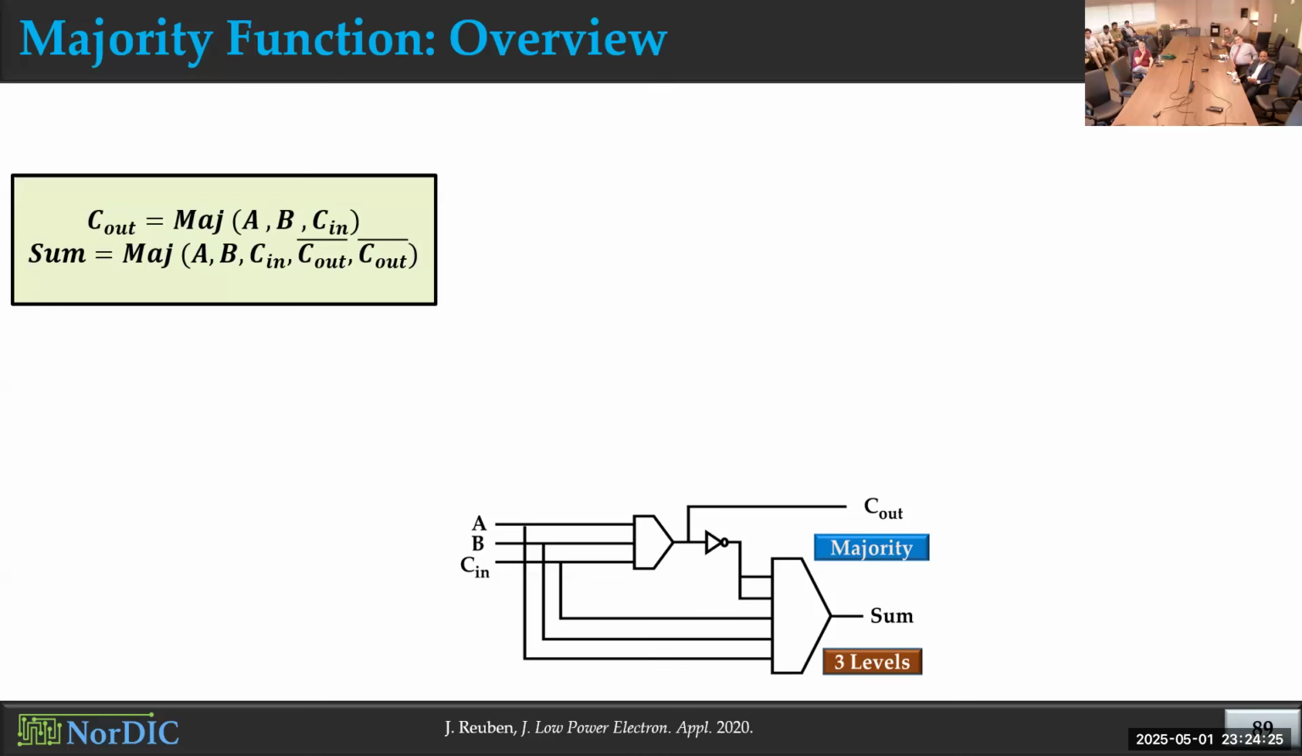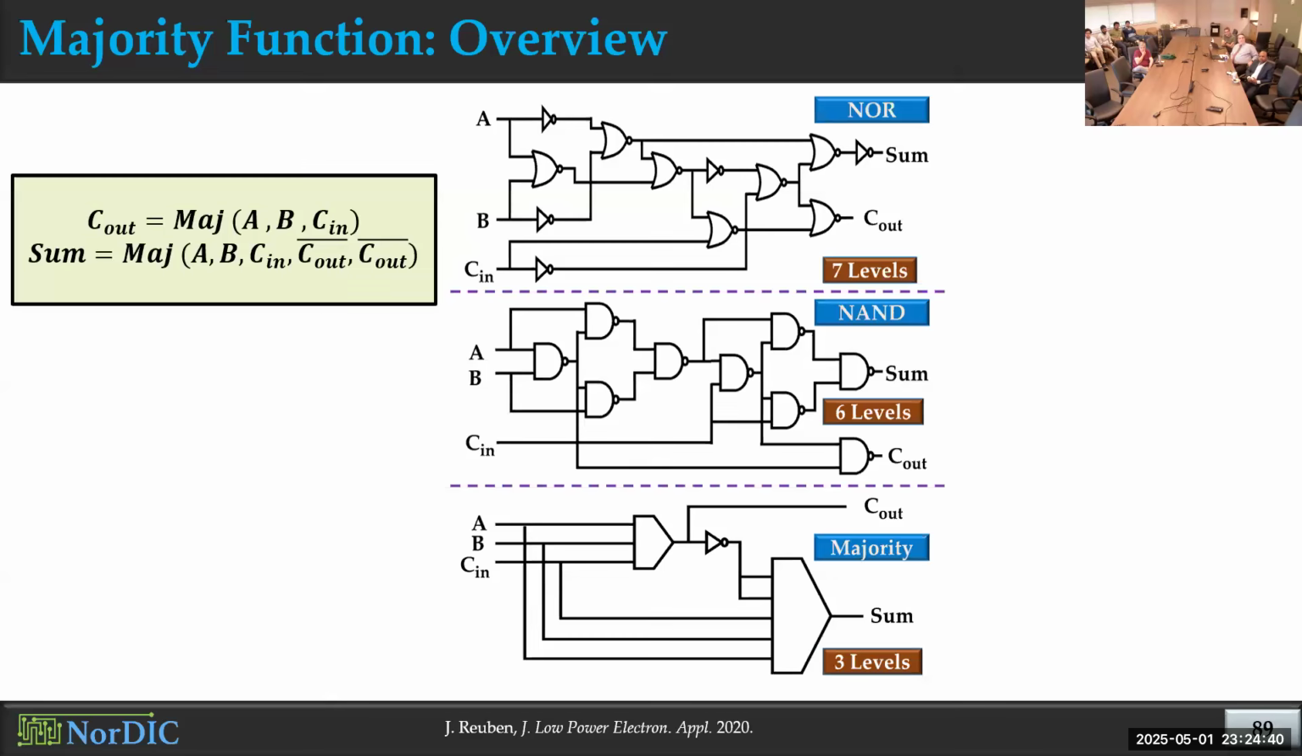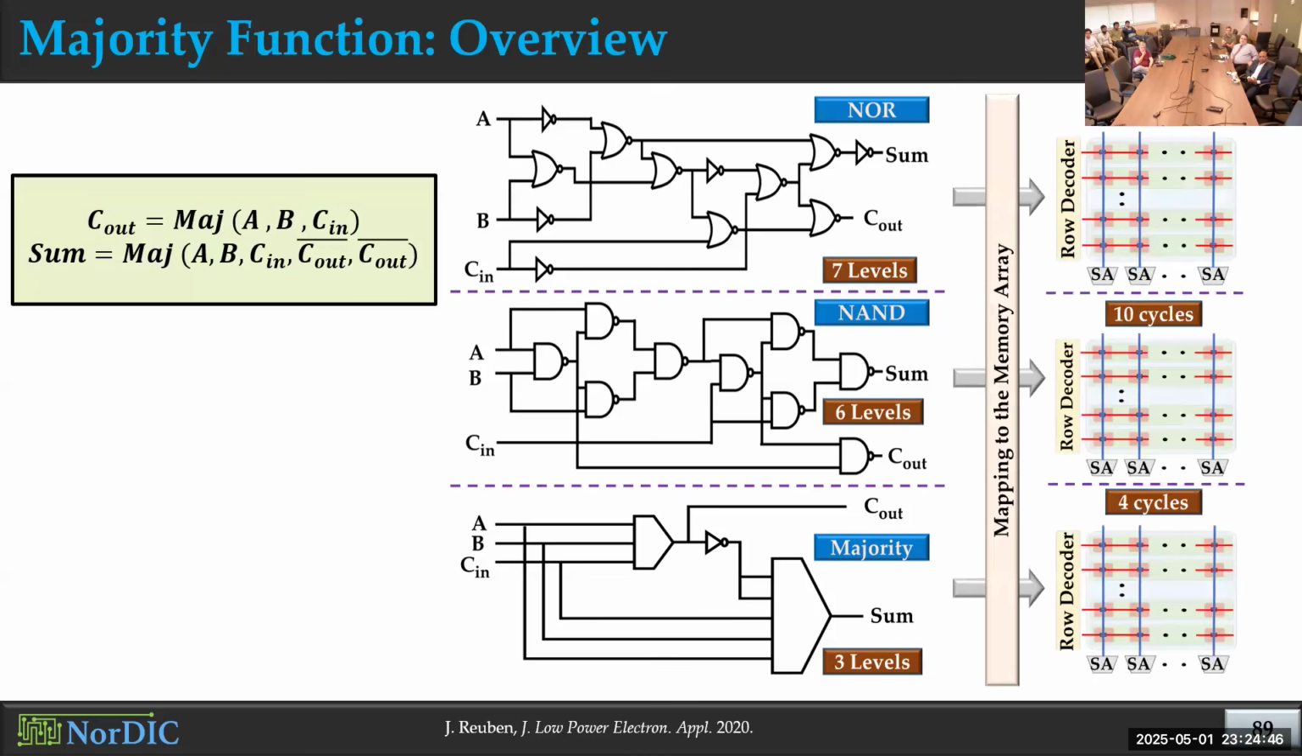And if we have an inverted version of the carry out result that we calculated, then if we can perform this 5 input majority logic, we can calculate the sum result, which simplifies the logic circuit significantly, and we only need 3 logical levels here. And if we compare these with the NAND or NOR based implementations, we will need 6 and 7 logical levels for that. And when we map this into the memory array for in-memory computing applications, you see that for NAND or NOR based implementation, it has been reported that they need 10 cycles to do this addition. But with majority logic, we only need 4 cycles to do this addition here.